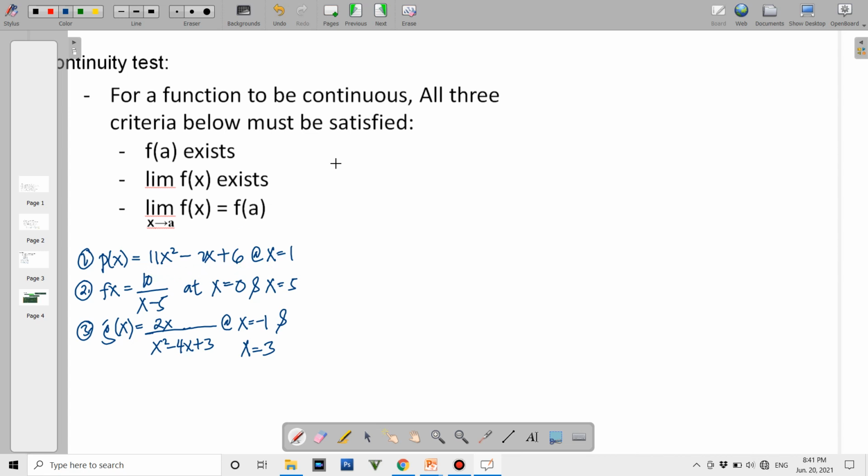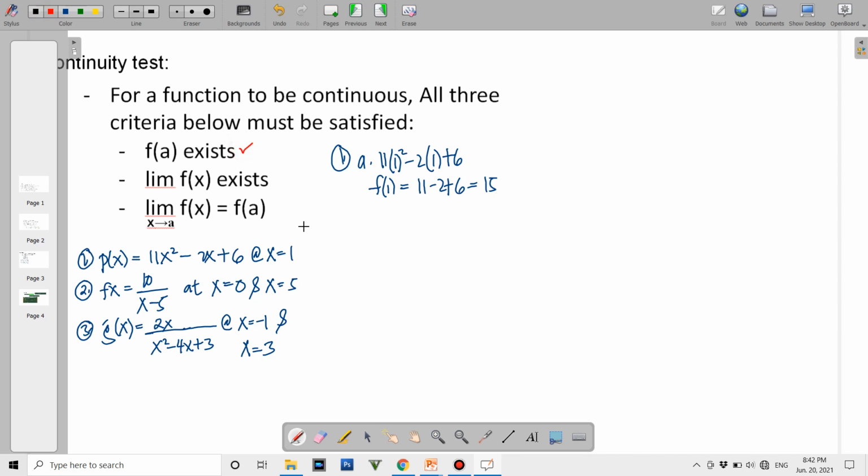So let us check for the first criteria. Letter A, for number 1, we have 11 times 1 squared minus 2 times 1 plus 6. So the function of 1 is equal to 11 minus 2 plus 6, and that should be equal to 17 minus 2, that is equal to 15. So it really exists, so we're going to check this one.